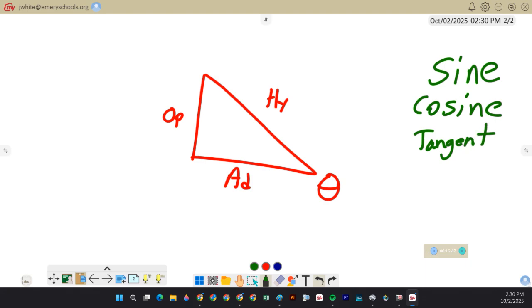Sine, cosine, and tangent are all actual words. Tangent means it touches in one spot. Like if you had a circle and you drew a line that touched it once, that line is tangent to the circle. Sine, cosine, and tangent is not tangent at all.